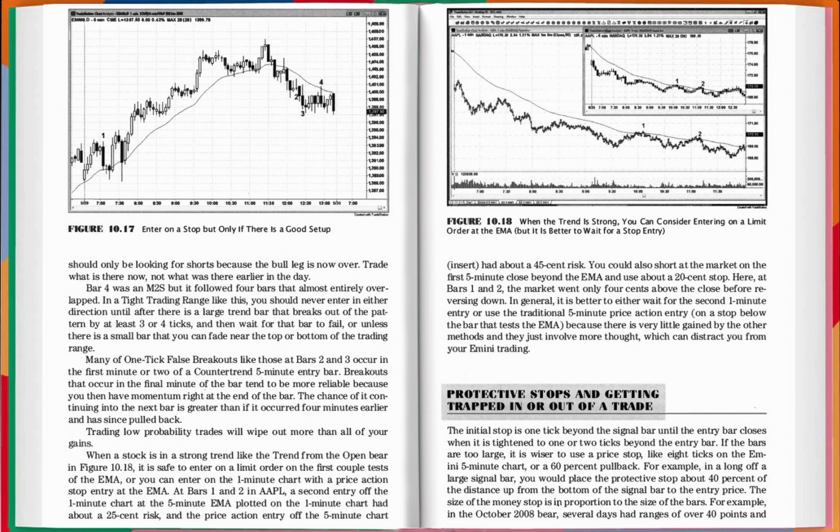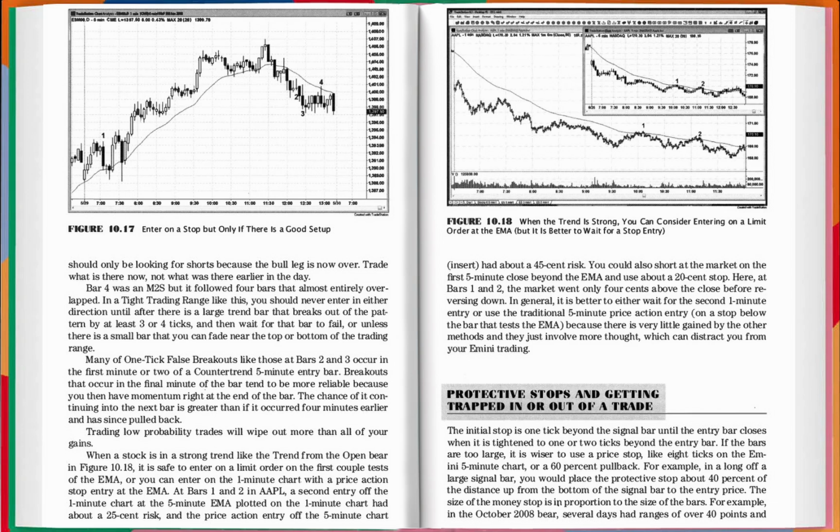At bars 1 and 2 in Opal, a second entry off the 1-minute chart at the 5-minute EMA plotted on the 1-minute chart had about a 25-cent risk, and the price action entry off the 5-minute chart insert had about a 45-cent risk. You could also short at the market on the first 5-minute close beyond the EMA and use about a 20-cent stop. Here, at bars 1 and 2, the market went only 4 cents above the close before reversing down.